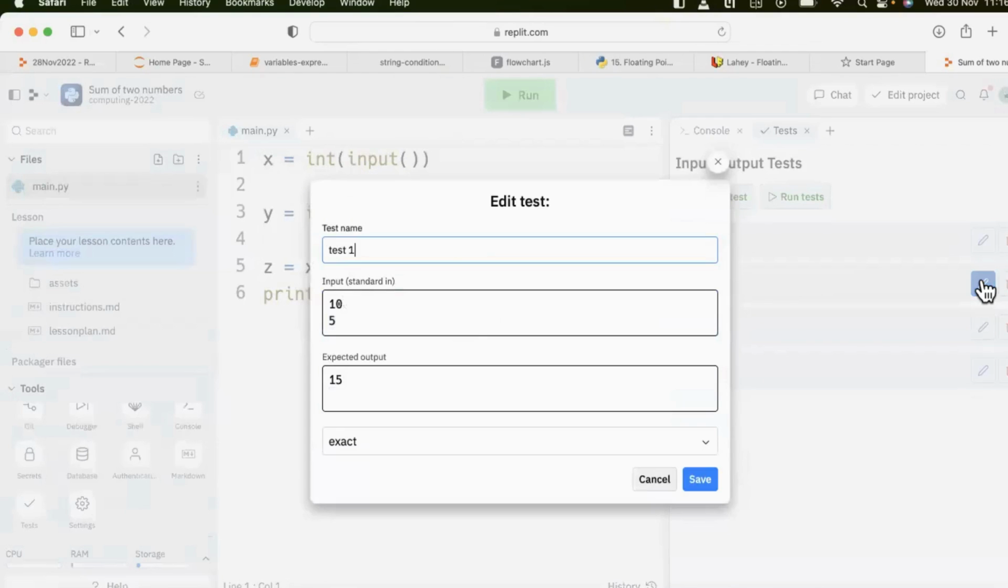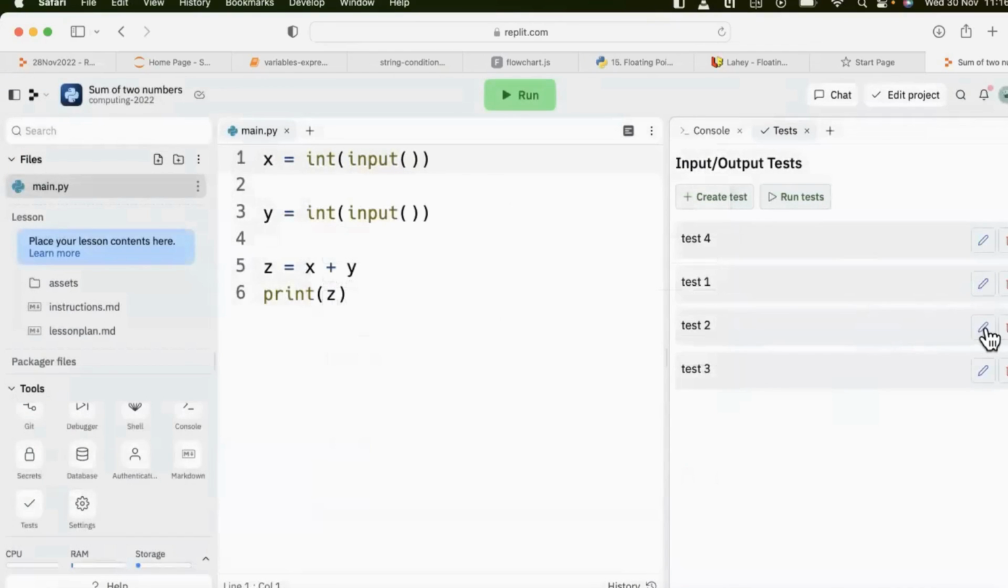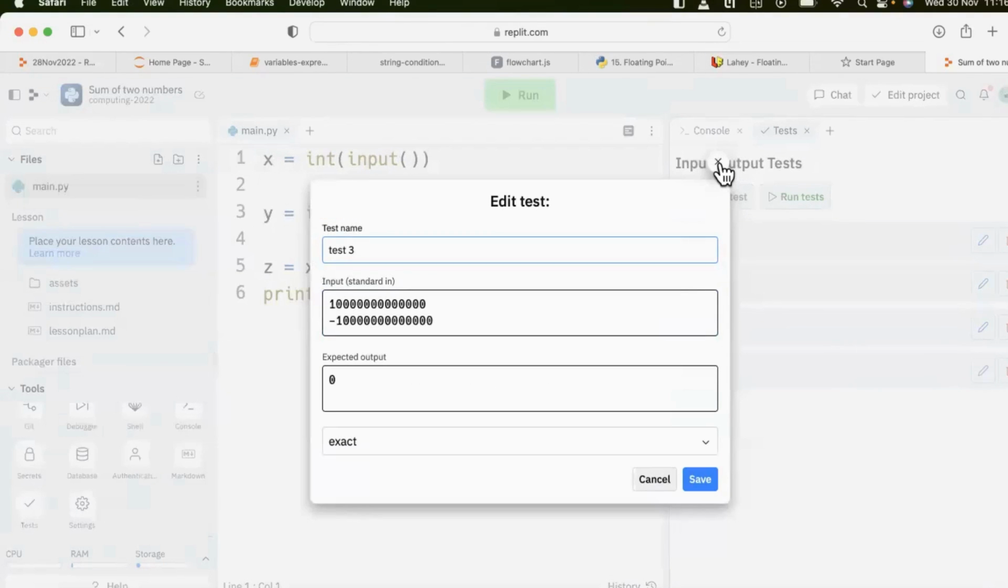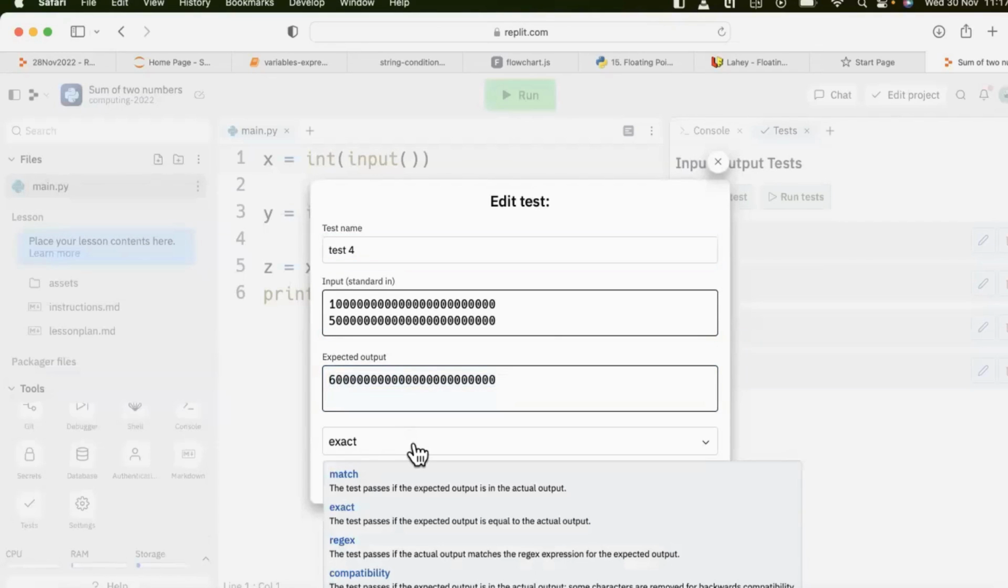Let's look at the other tests. 10, 5, 15, again integers; minus 100, 20, minus 80, again integers; some large number and minus of that large number, again integers. And interestingly, you'll also see that in the pattern matching, I'm saying that the answer should be exactly the same as this answer. The answer that your program gives should be exactly the same as this answer. There were other options I could have used, like some match or regular expressions, compatibility, other things. You don't need to bother about them now, but you need to see that we are using the exact match.